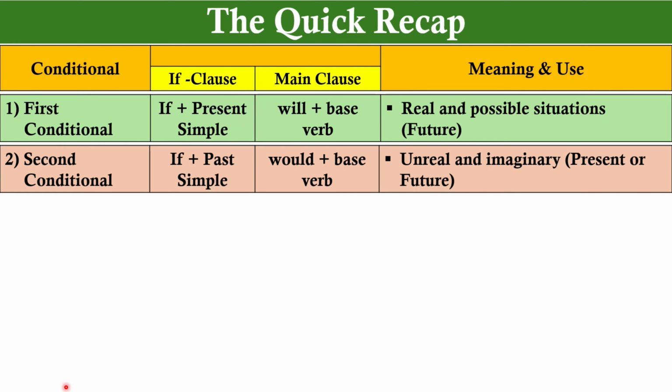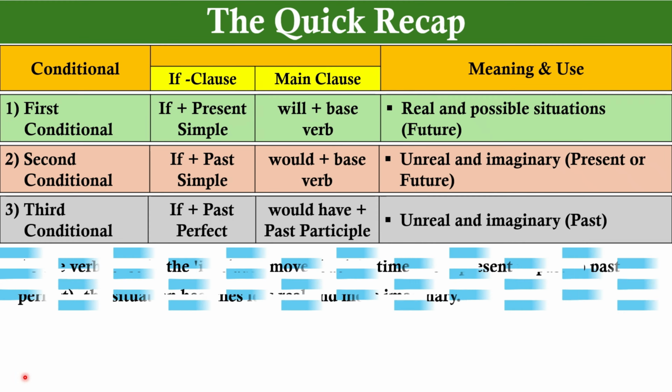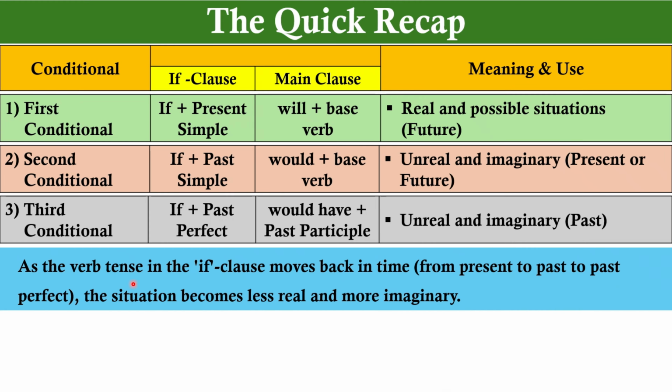The third conditional uses if plus past perfect in the if clause and would have plus past participle in the main clause. We use it to talk about unreal or imaginary situations in the past, things that didn't actually happen. The main thing to remember is, as the verb tense moves back in time, the situation becomes less real and more imaginary.